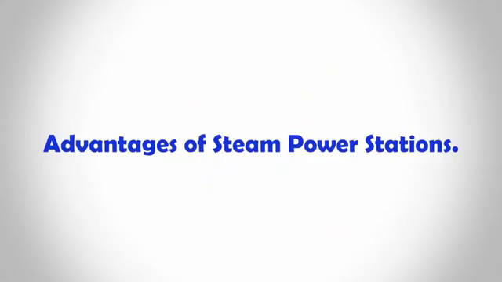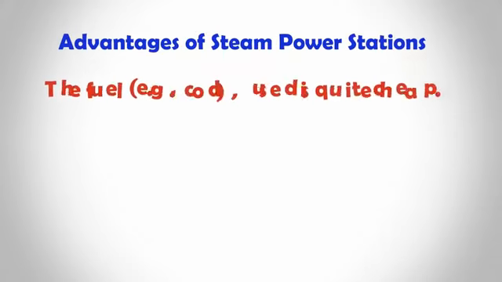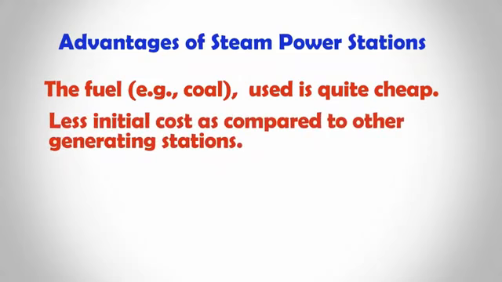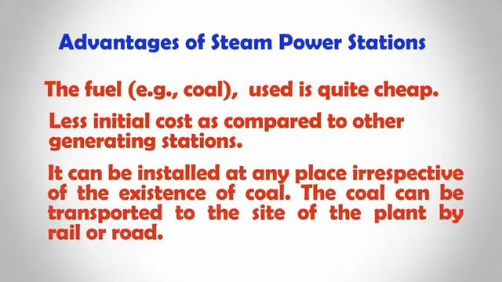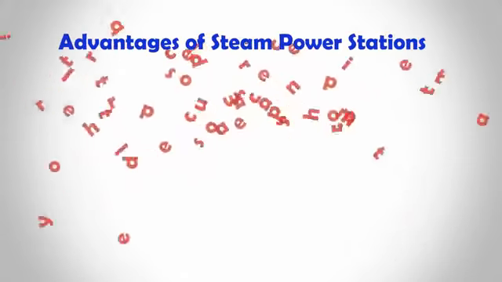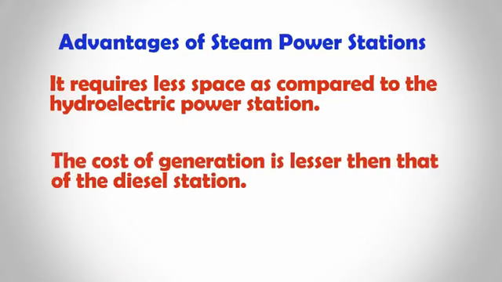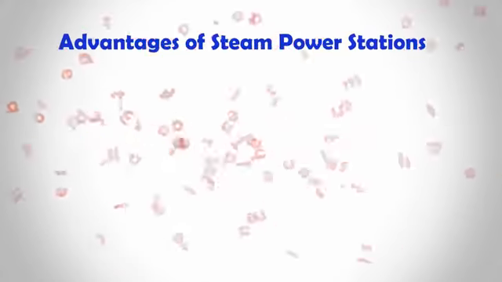Advantages of steam power stations. The fuel, for example, coal, used is quite cheap. Less initial cost as compared to other generating stations. It can be installed at any place irrespective of the existence of coal. The coal can be transported to the site of the plant by rail or road. It requires less space as compared to the hydroelectric power station. The cost of generation is lesser than that of a diesel station.